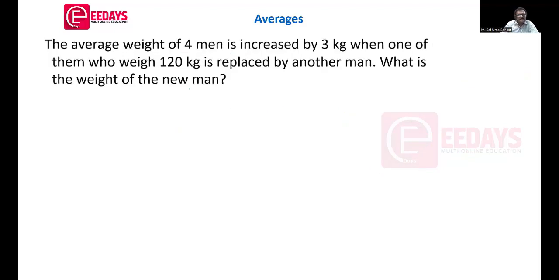Next. The average weight of 4 men is increased by 3 kgs when one of them who weighs 120 kgs is replaced by another man. What is the weight of the new man?